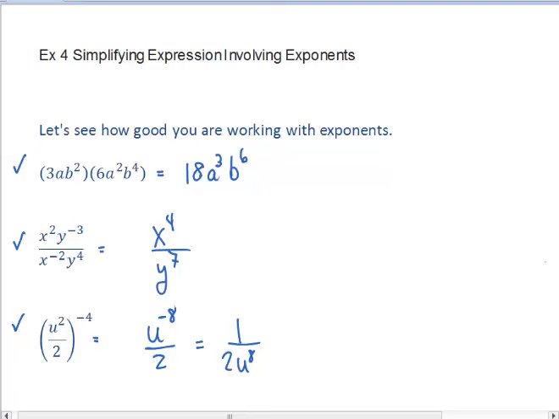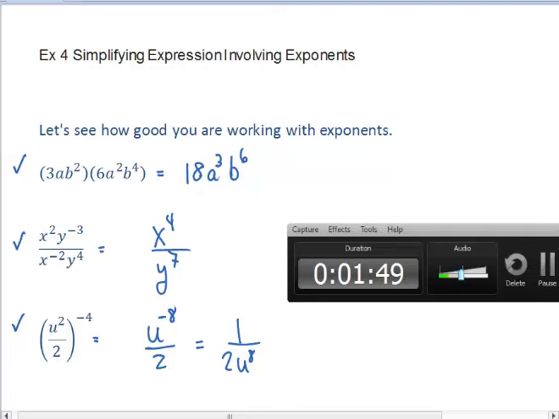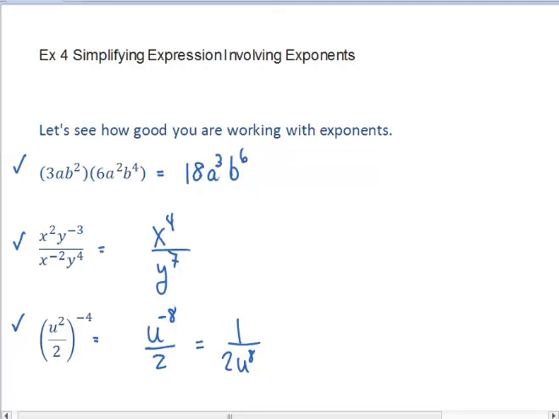So now that we're back, just want to make sure the volume is working. Notice we've multiplied all the terms together. Remember, when we have a to the first power times a to the second power, same base, you add the exponents. We have b squared times b to the fourth, which makes b to the sixth, and the 3 times the 6 makes 18.